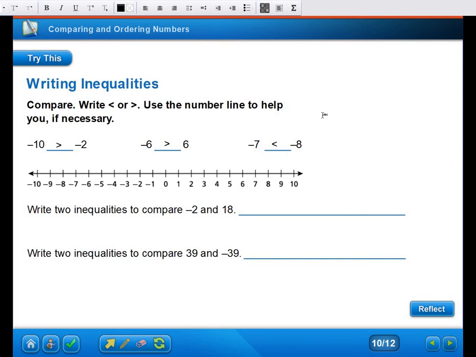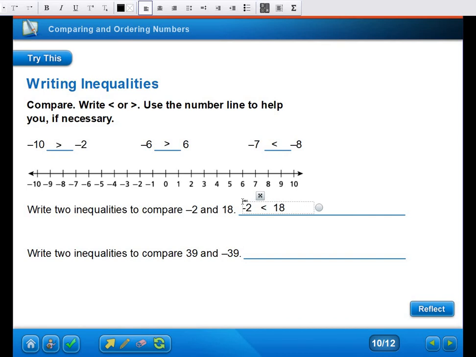Writing two inequalities to compare negative 2 and 18. So this really all depends on the order in which you write your numbers. If I write negative 2 first and then I write 18, I have to think negative 2 is less than 18. So I would have to use the less than symbol.